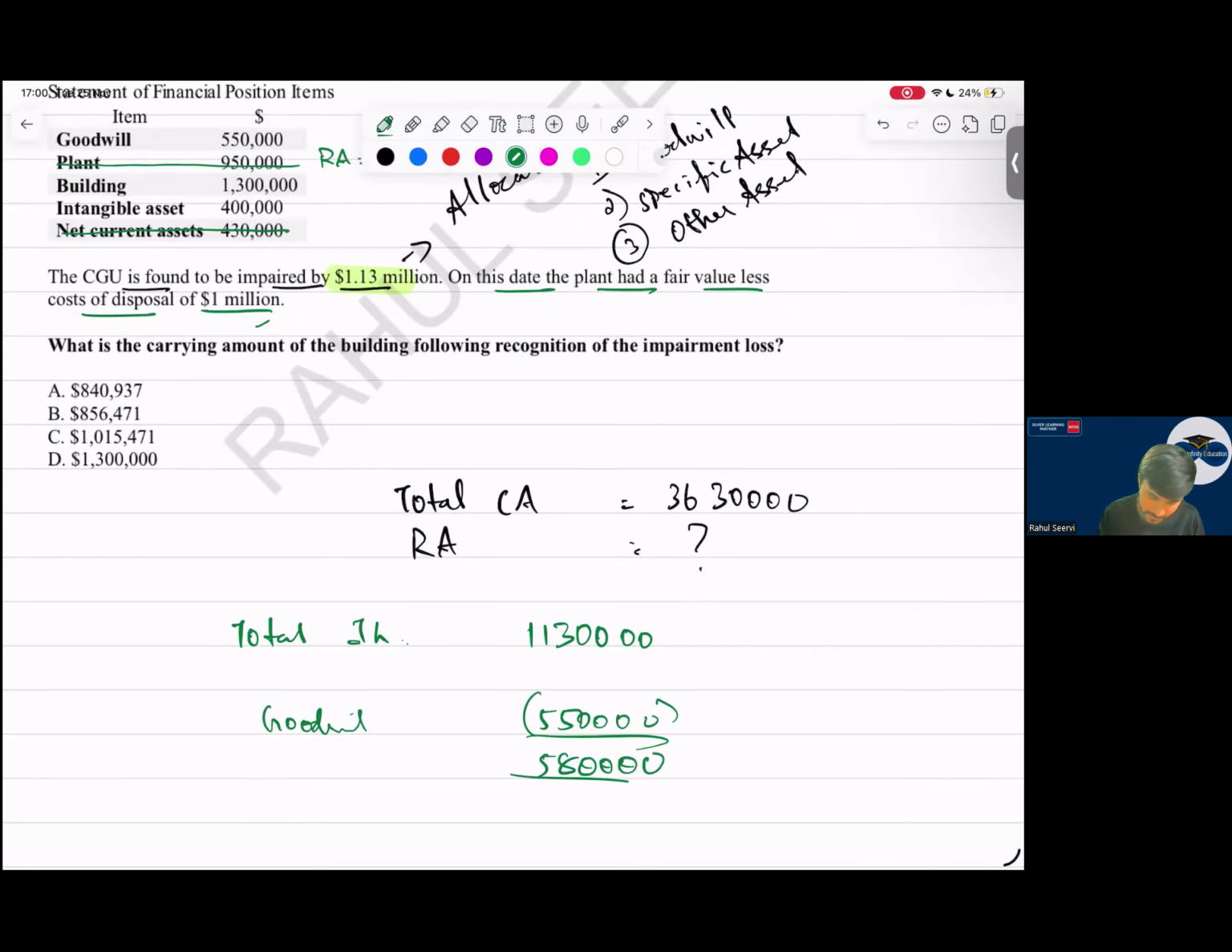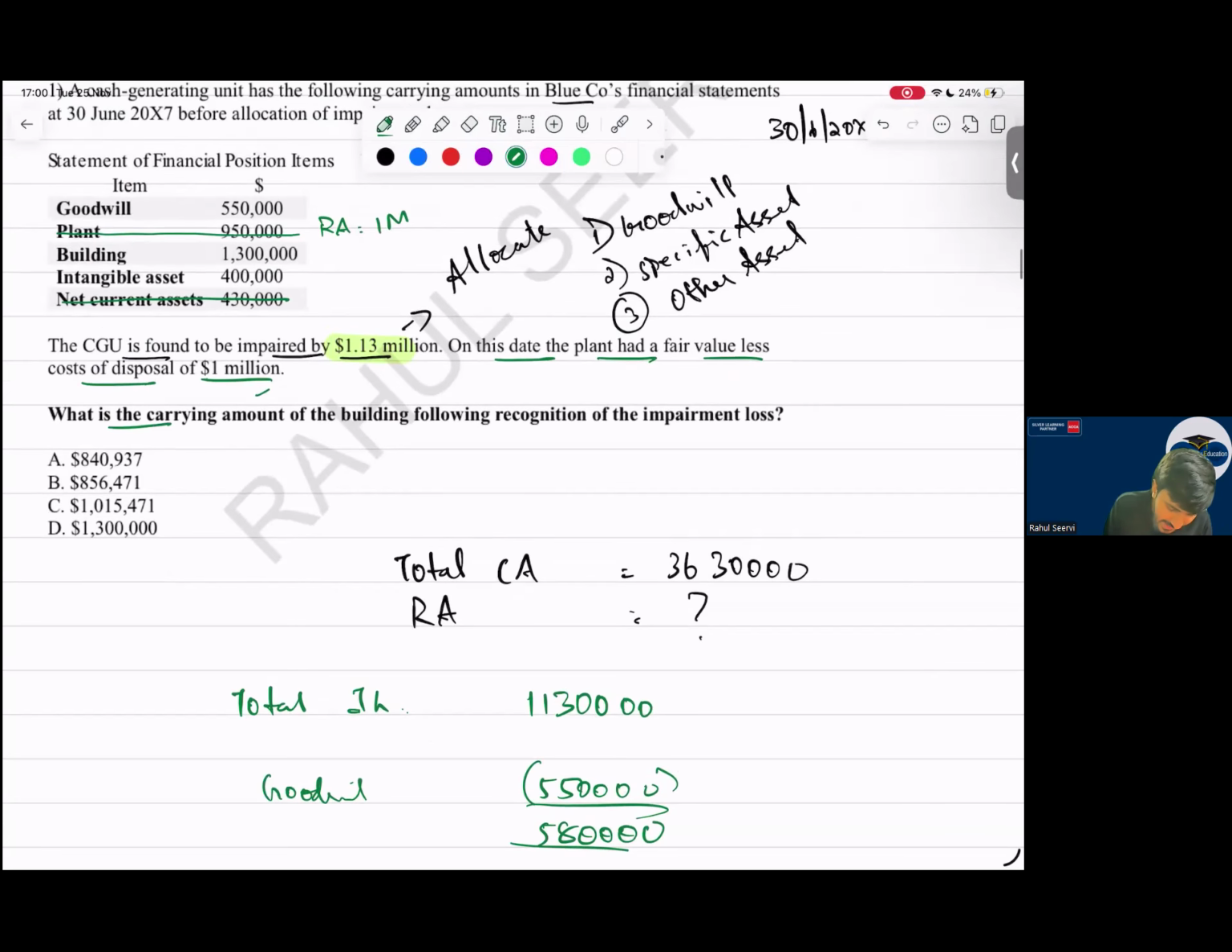5,80,000 is the remaining. Sir, what is the carrying amount of the building following recognition of impairment loss? They are saying what is the carrying amount of the building, not plant, not intangible asset. Is there any specific asset? No specific asset for which impairment should be allocated.